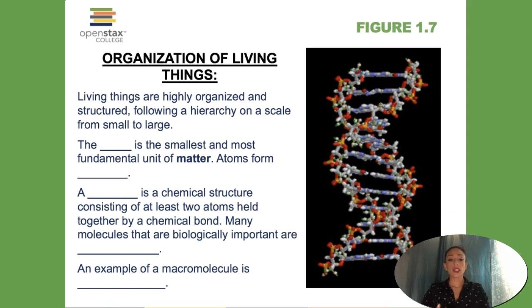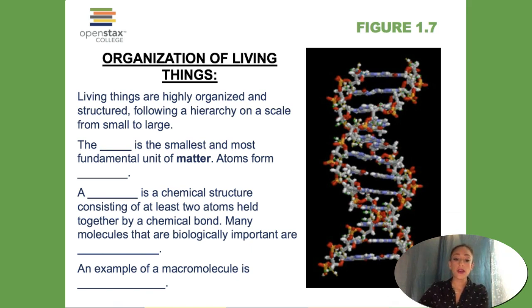And we're also going to get into the organization of living things as well in 1.7 of your textbooks. So living things are highly organized and structured, following a hierarchy on a scale from small to large. The blank is the smallest and most fundamental unit of matter. So what do you guys think that is? You are correct. The atom is the smallest and most fundamental unit of matter.